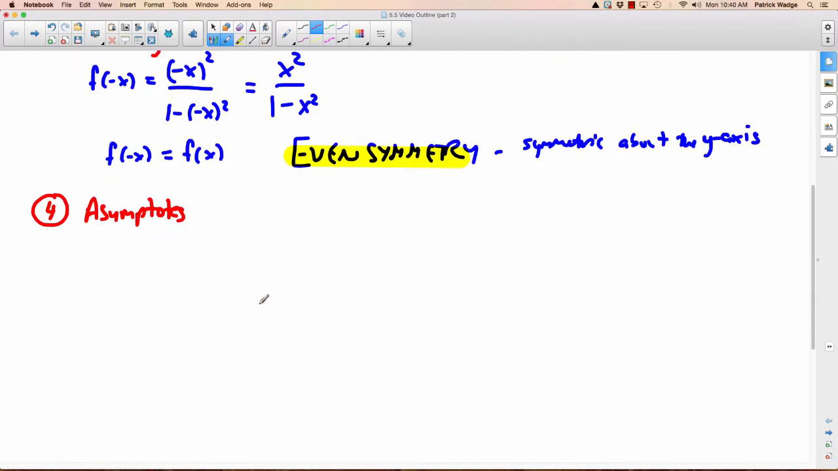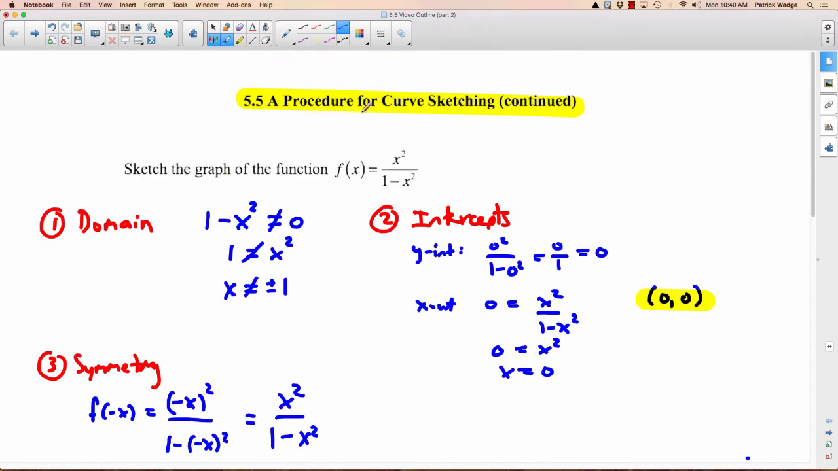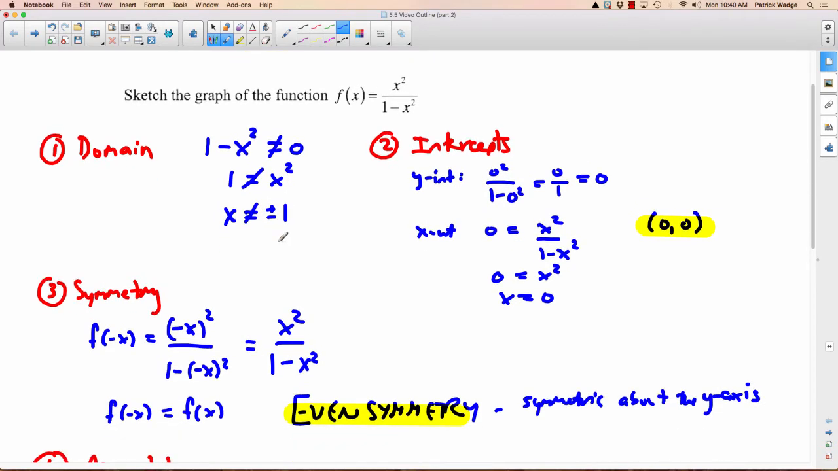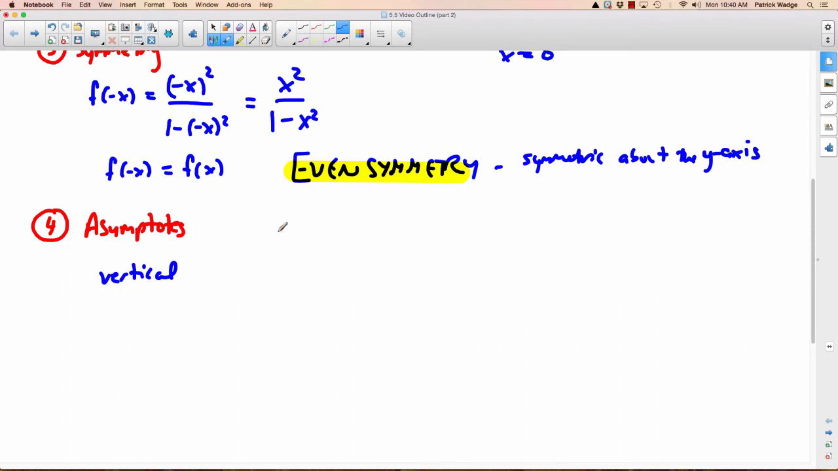Step 4 is asymptotes, and this is a huge step, unfortunately. We have 2 types of asymptotes. The first type we'll look at is vertical asymptotes. Where do we get vertical asymptotes? We get them whenever the denominator equals 0. Well, we already figured out when the denominator equals 0. Here are the 2 points. This is why they're not in the domain, because you actually have asymptotes there. You have an asymptote at x equals 1 and an asymptote at x equals negative 1. So those are your vertical asymptotes.